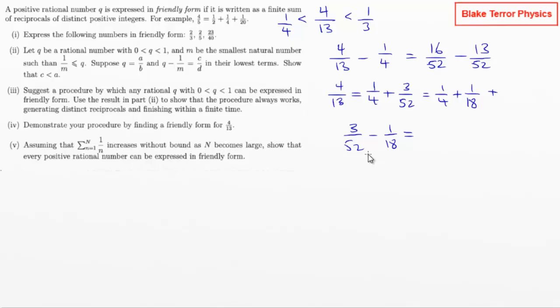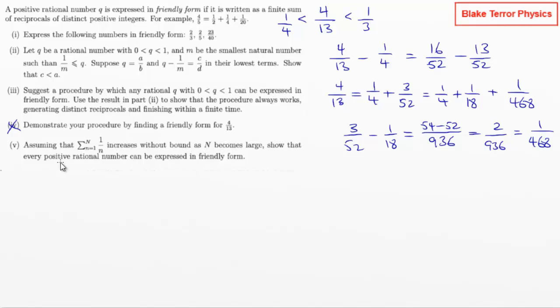So we've got, well, 50 18s is 900. So we've got 936. And then on this side, we're going to have 3 18s is 54. And then we've got 52 there. So that's 2/936, which is 1/468. Wow, okay, right, well, it worked. So I've demonstrated the procedure.